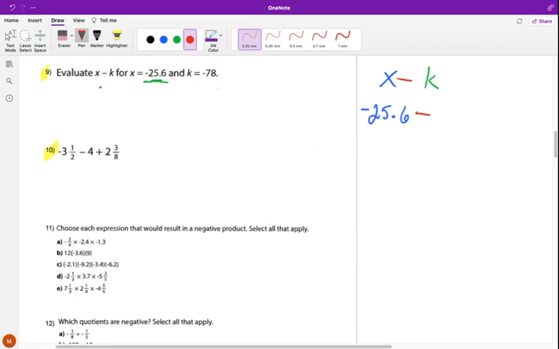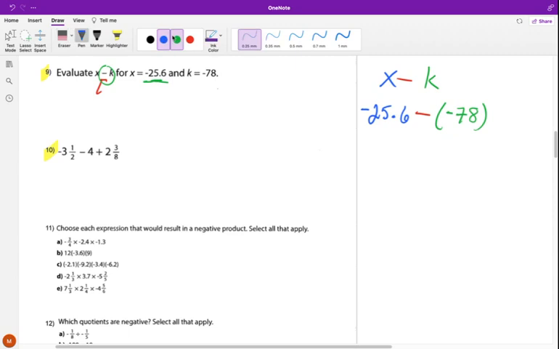So that minus is part of the original problem, so that still needs to remain as it is. And now it's minus k, which k is equal to negative 78. So it's minus 78. I think some of you, if you're getting this wrong, might have just said x minus k and written it like this, negative 25.6 minus 78, because you saw the negative and just said, oh okay, it's all one and the same. But we're subtracting whatever that k is.